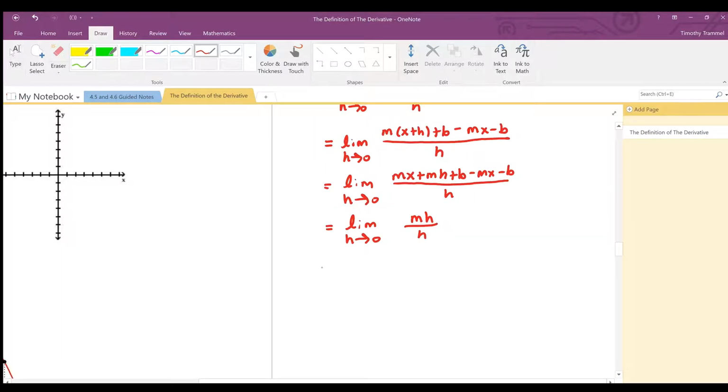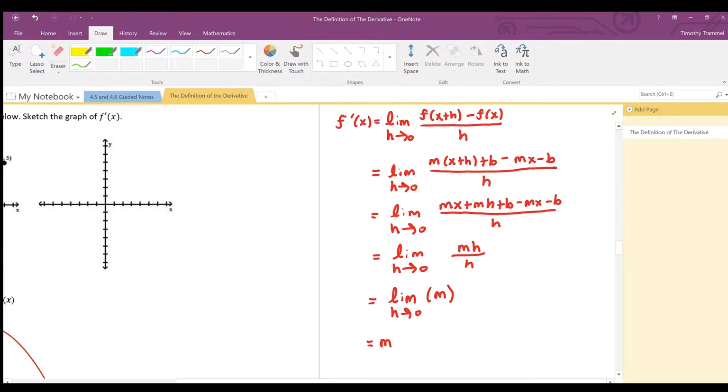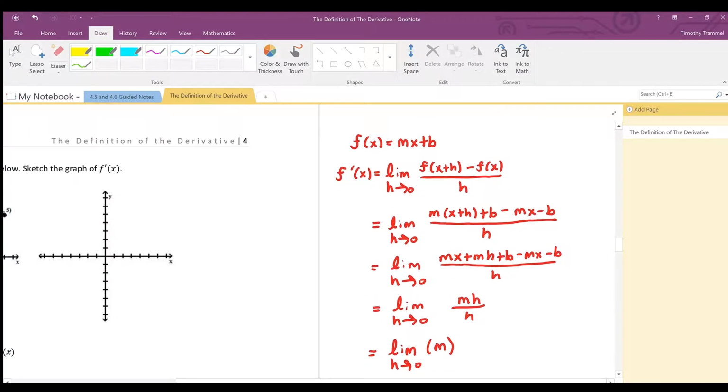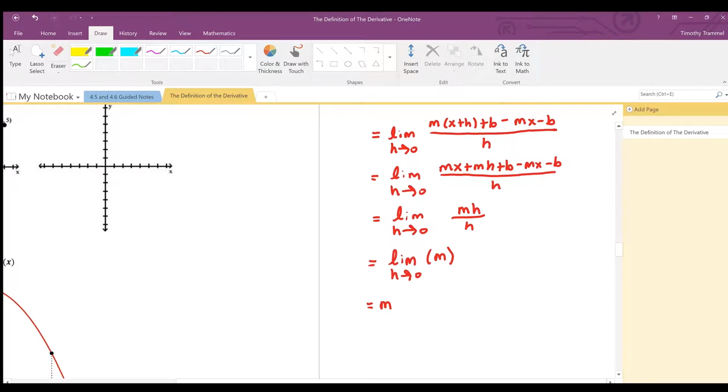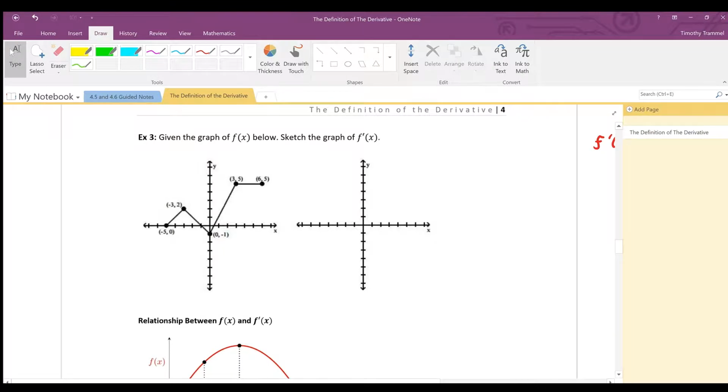And I don't think we have much further to go here. We have the limit as h goes to 0 of then just m. So we're just taking the limit of a constant function that doesn't even have any h's in it. So as h goes to 0, this is just going to m. So what we found here is that if we take the derivative of a linear function, its derivative is just the slope. Let's go ahead and write that up here, and we'll use that idea as we do this example.